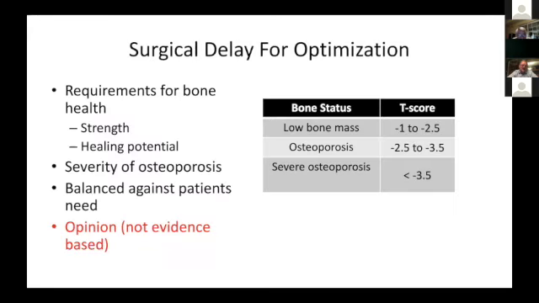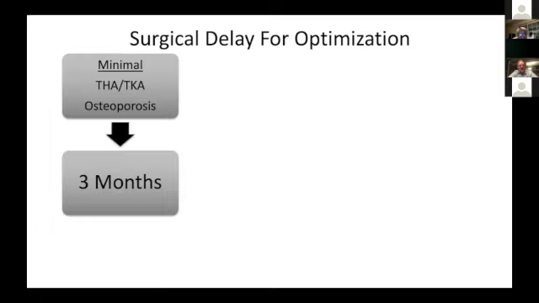Bone health optimization will result in a need for delay in surgery. And this, of course, gets patients very upset, but we've had good luck explaining to them why we're doing this. And how long you delay is really a matter of opinion right now. I'll give you our opinion: if you're doing a small operation in an osteoporotic patient, like a total hip or total knee, then maybe consider 3 months of treatment.